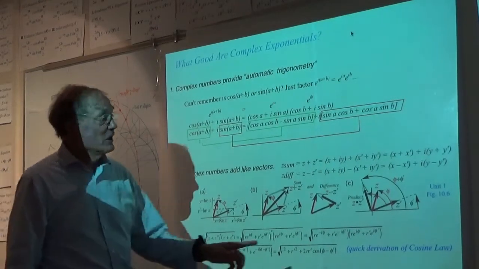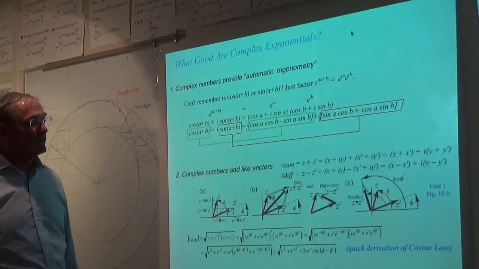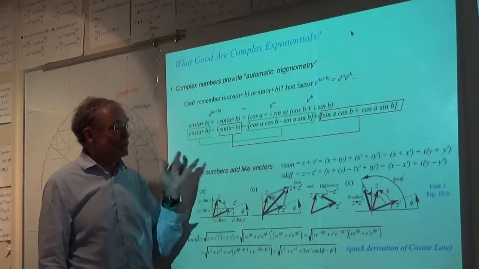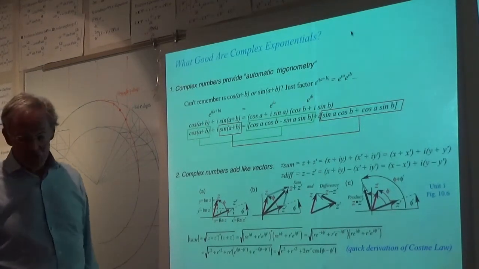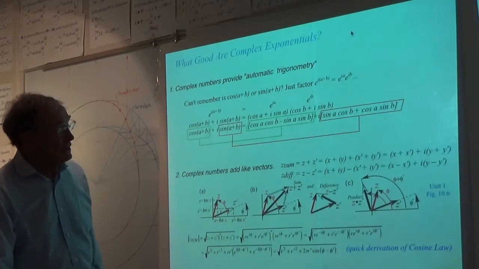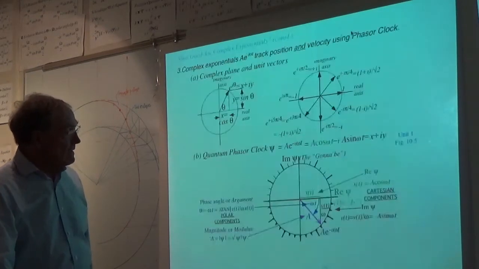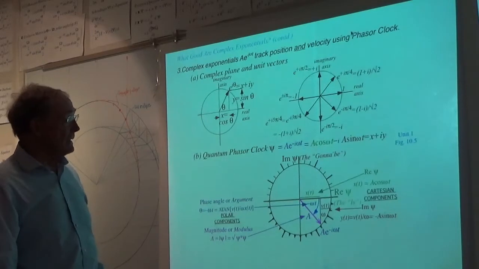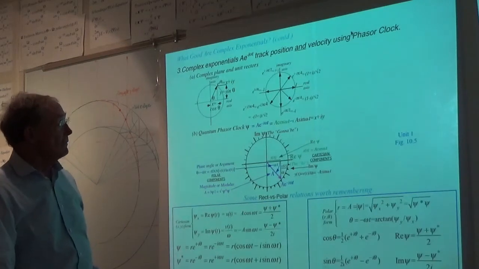Quick derivation of cosine law, same thing. Okay? So these are, I think, things that you probably are already vaguely familiar with. I just want to point them out and sort of list a few of the things that you get from this amazing piece of Euler, or de Moivre, I don't know if that's the correct pronunciation, construction of e to the i something. So here again is the thing that tracks position and velocity for our oscillators. And we'll come back to that in Unit 4 with a vengeance.